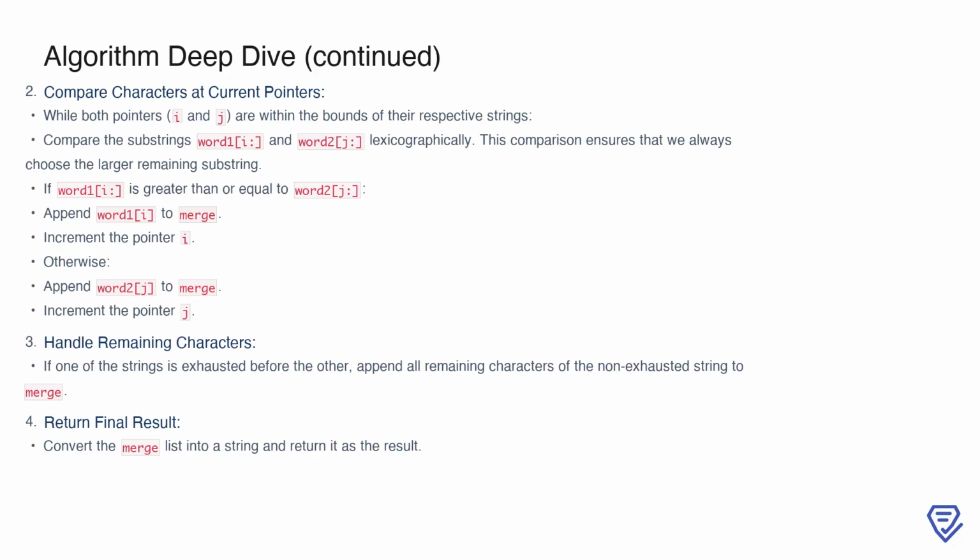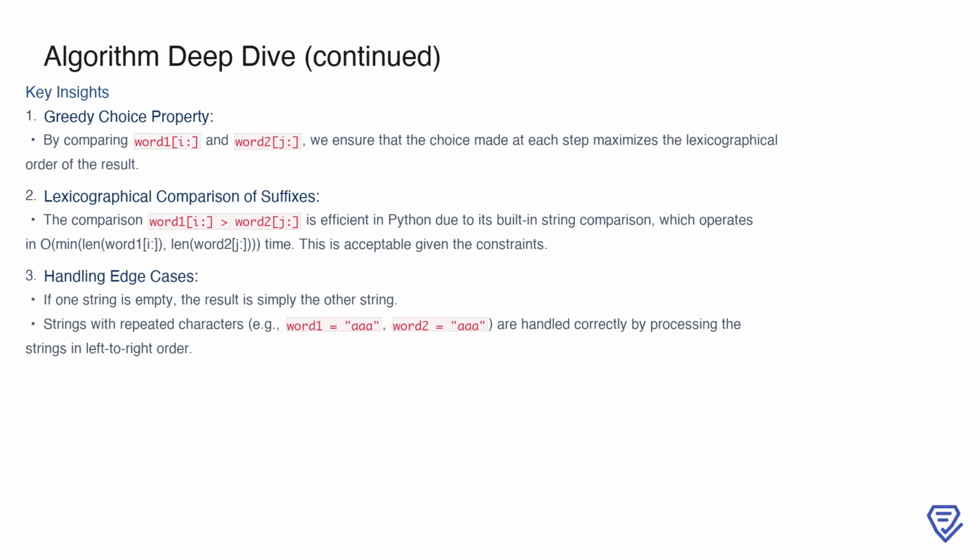Finally, we convert the merge list back into a single string and return it as the result. The greedy algorithm works effectively because of the key insight that comparing the substrings word1[i:] and word2[j:] at each step ensures we always choose the best possible option to maximize the lexicographical order. Python string comparison is efficient, operating in O(min(len(word1[i:]), len(word2[j:]))) time, which is suitable for this problem's constraints. We also account for edge cases.